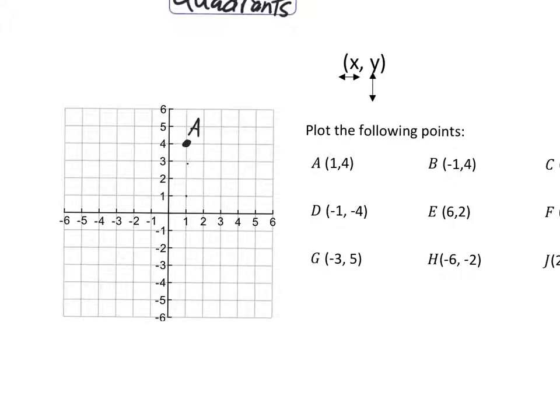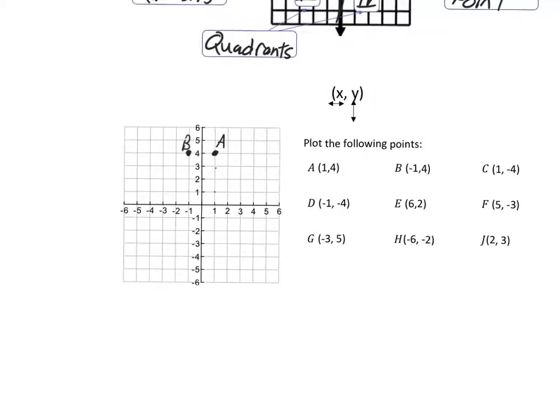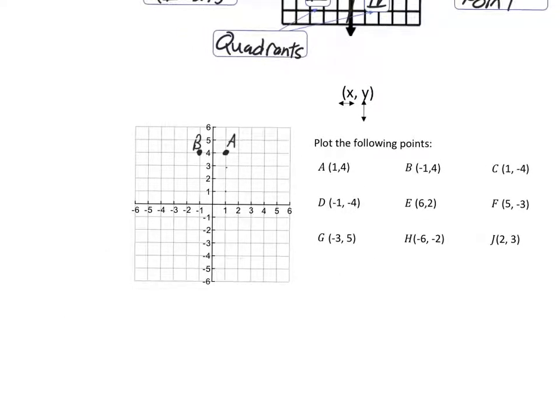For B, I'm going to (-1, 4). So I'm going to go to the left 1, up 4. 1, 2, 3, 4. So I'm going to put a dot there, label it B. The next one, C. So over to +1, down 4. 1, 2, 3, 4. And that is point C. Next one, D. So I'm going to go to the left 1, down 4. That is D.